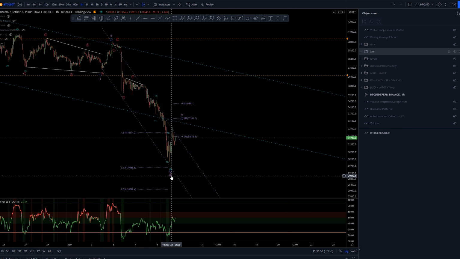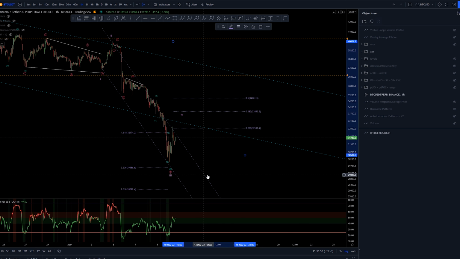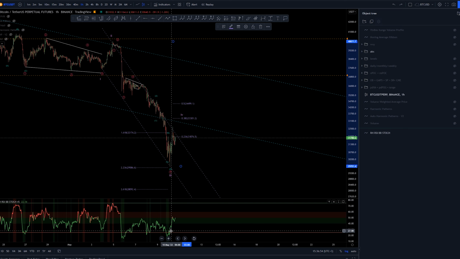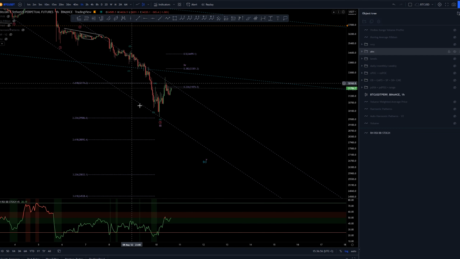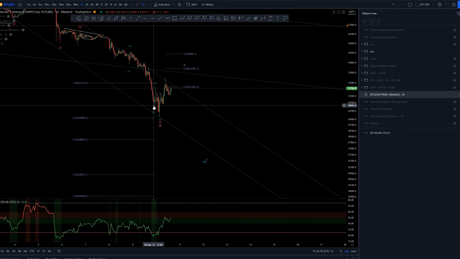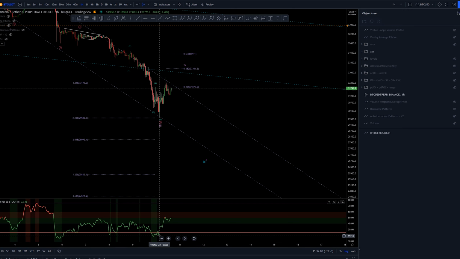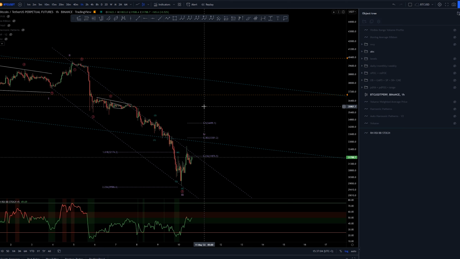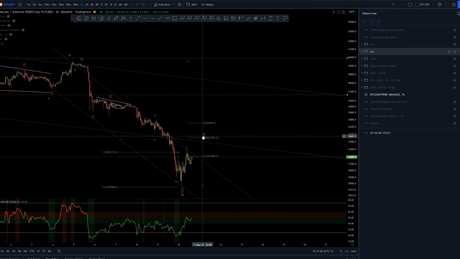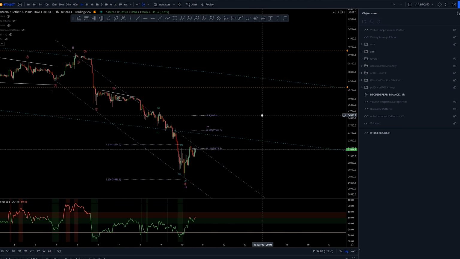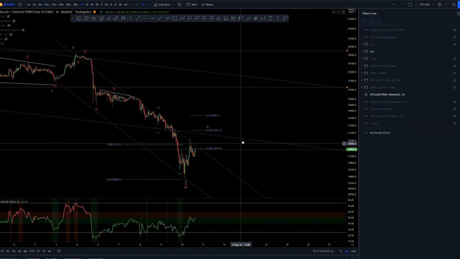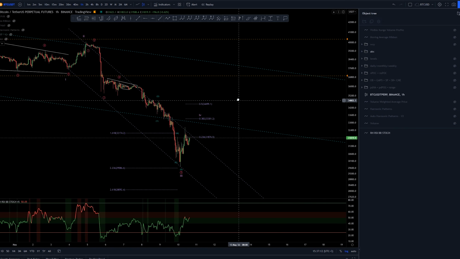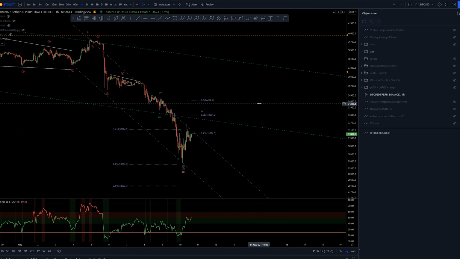That gets us to the wave 3. We got a nice divergence here with this last leg, with these two lows, bullish divergence, and yeah, could be looking for the fourth wave at the moment. Now whether it is done now or it is going to be taking a bit longer, I can't say.